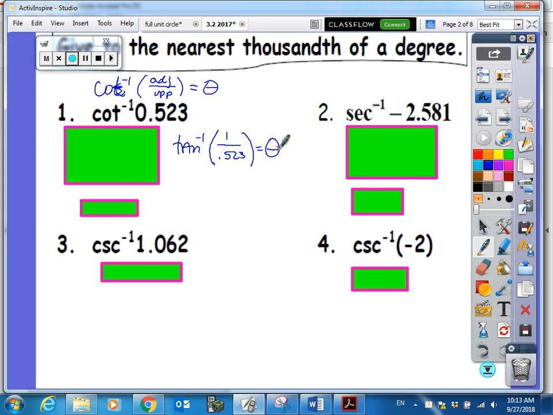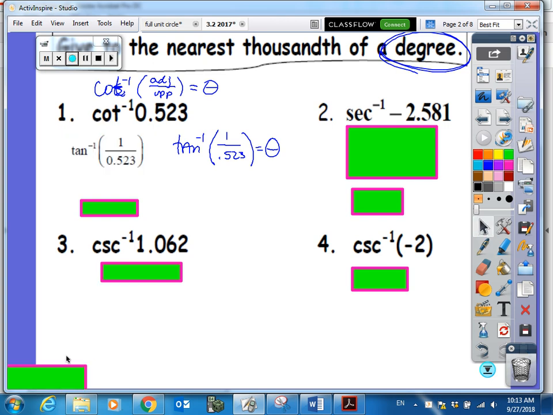Now remember, this is always going to be just a value, so it has to tell you degrees or radians. We are in degrees because the directions tell us to. So we type in our calculator the inverse tangent of 1 over 0.523, and that's going to give us our answer in degrees. And you should get 62.39 degrees, or 390 degrees is fine also when rounding to the thousandths.